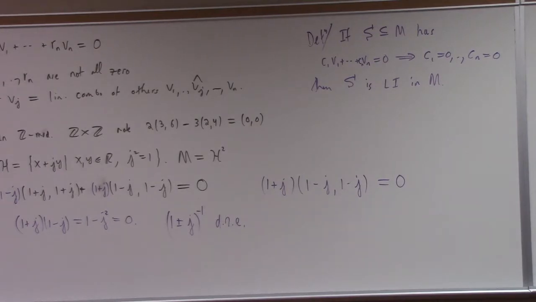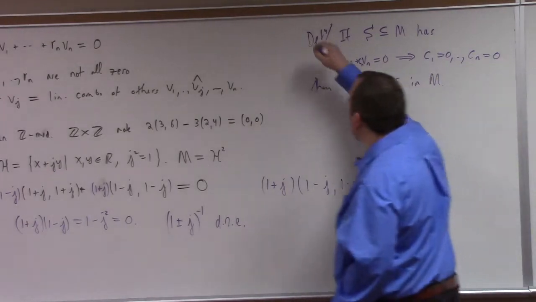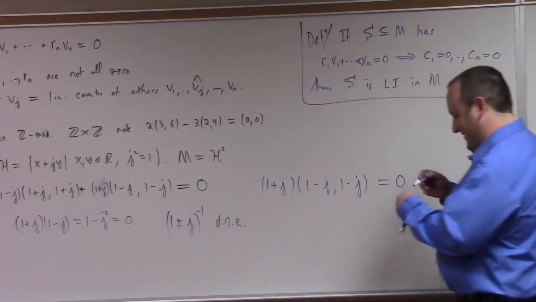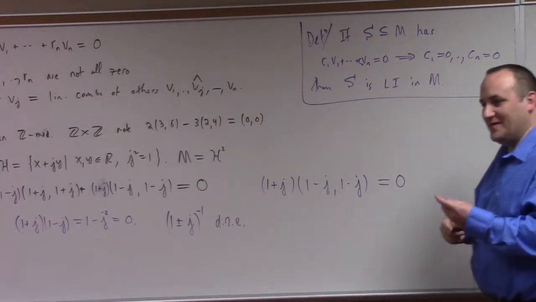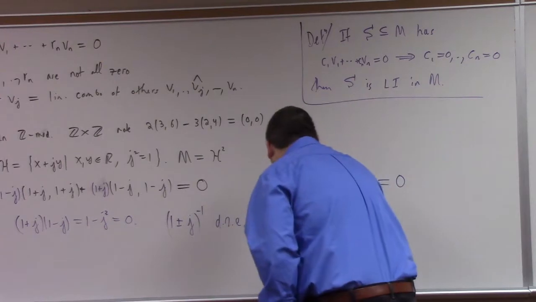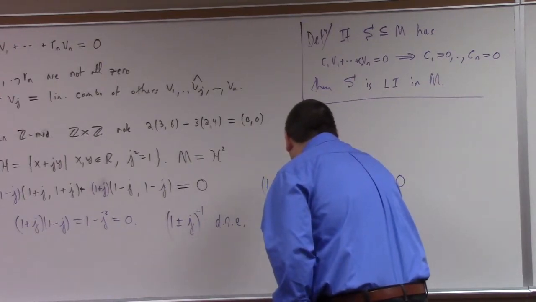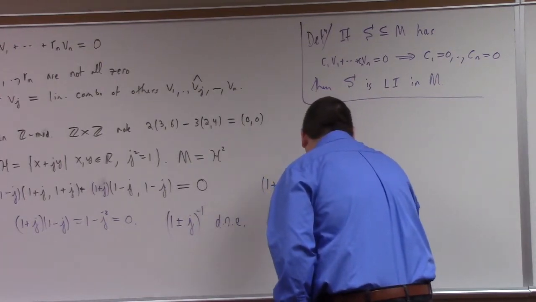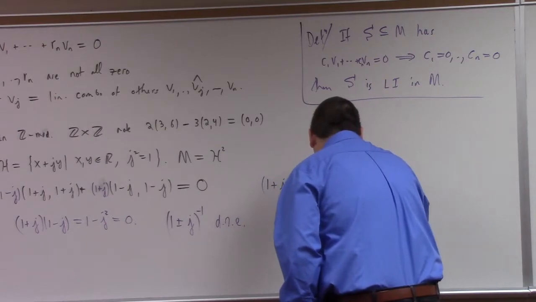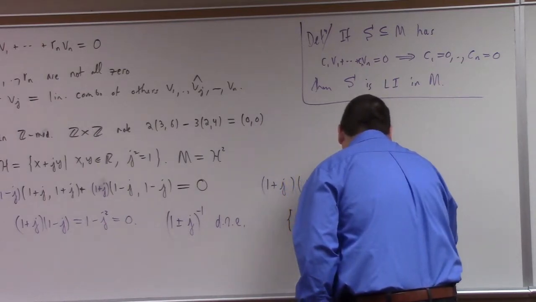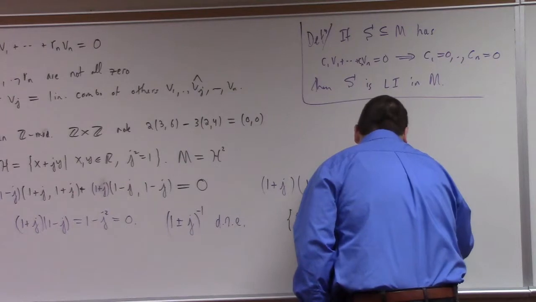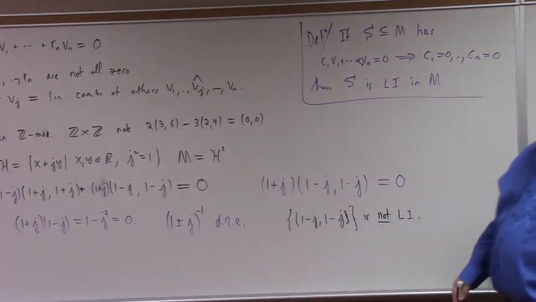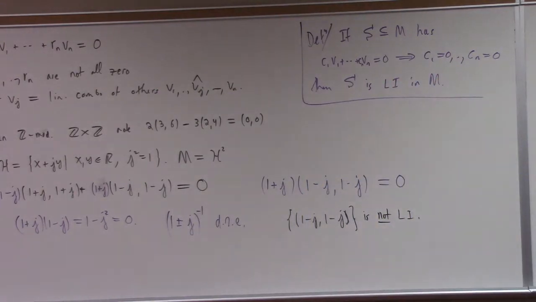So, with respect to this definition of linear independence of a set, we find the somewhat disturbing statement that the set containing this one non-zero vector, this vector right here, is not a linearly independent set. So singletons containing non-zero vectors are not necessarily linearly independent sets in this context.